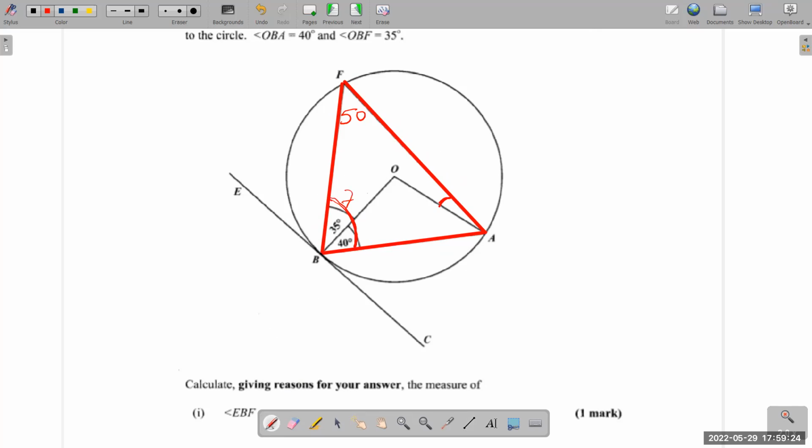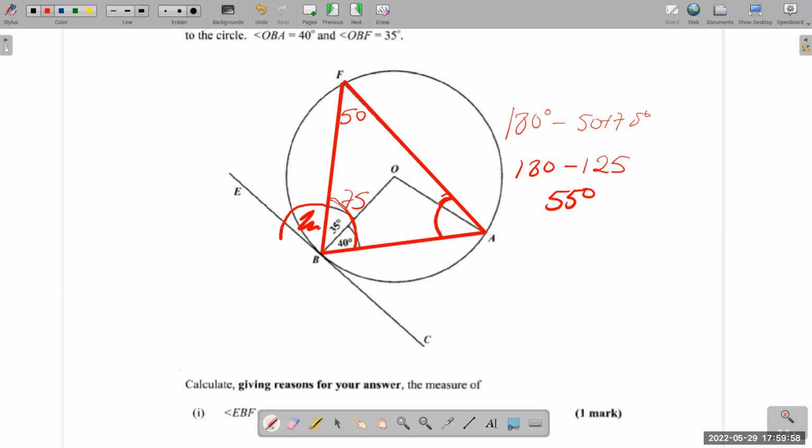75. So I would say 180 minus 50 plus 75. Somebody tell me how much that is, please. That's 180 minus what? 125. So 180 minus 125 is 55. You realize it's the same thing and we use 2 different ways. So you could have used the external rule and just used the external is equal to the internal opposite. Or you could have used the triangle rule.